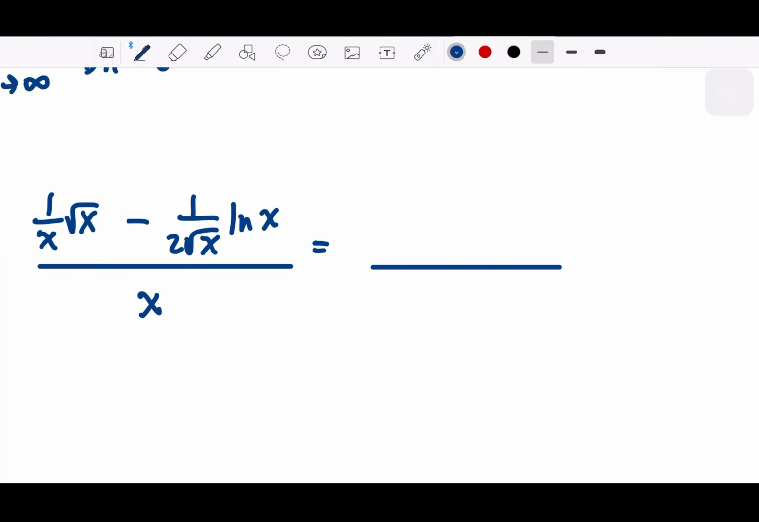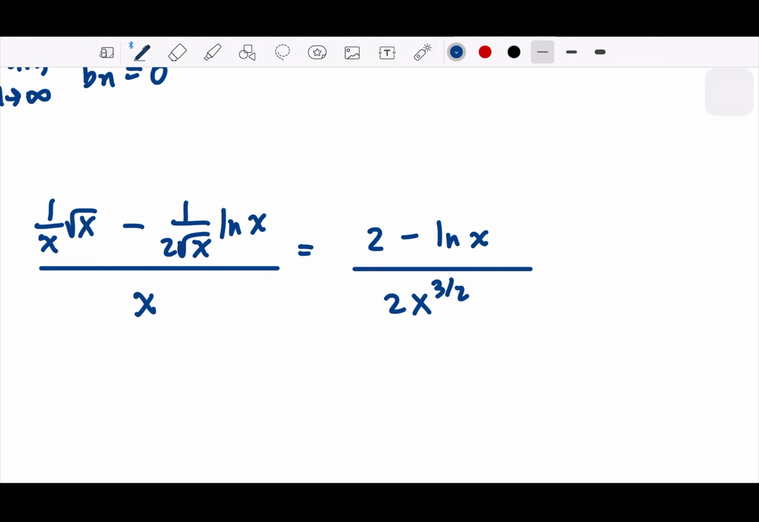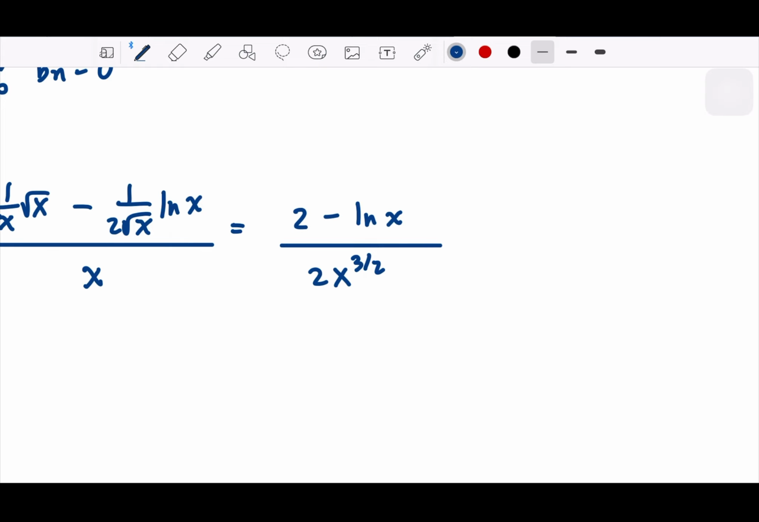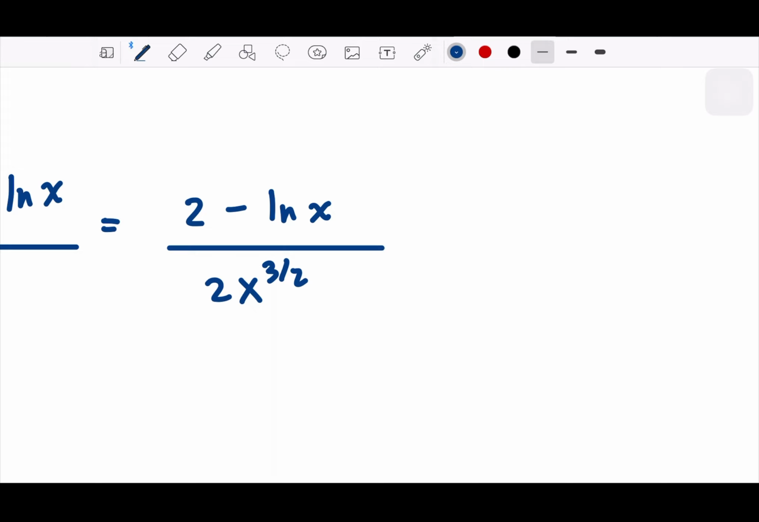We can multiply by 2 over 2, which will be 2 minus ln x, and we move down, it becomes 2x to the power of 3 over 2 times square root of x, right? And we need to find when this should be decreasing. So this will be decreasing when less than 0. So this is the statement.